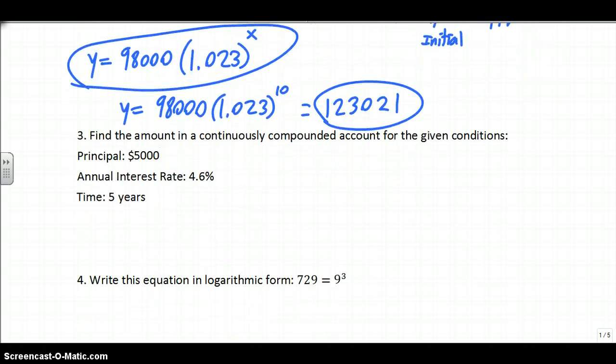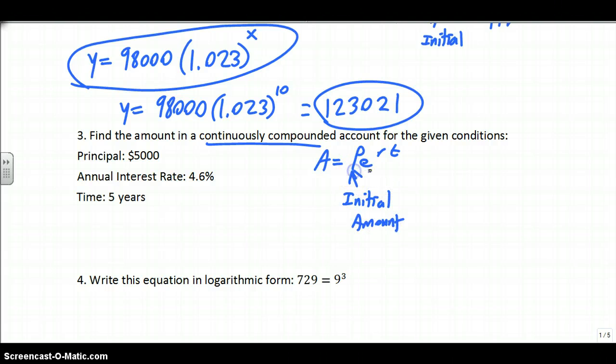Number 3, find the amount of continuously compounded. That should signal some alarms for you. A equals P E to the R T. Again, where P is your initial amount. E is a number on your calculator. R is your rate. This time you'll notice you don't have to add 1 to it. And T is time now.